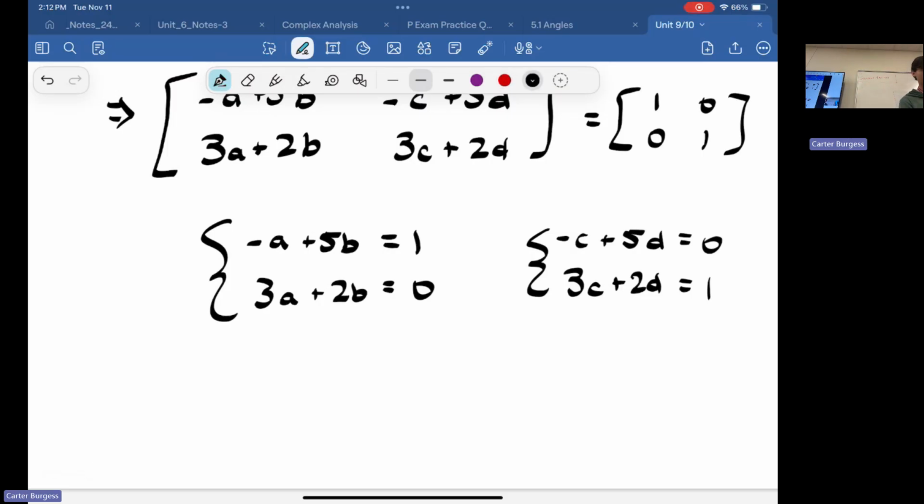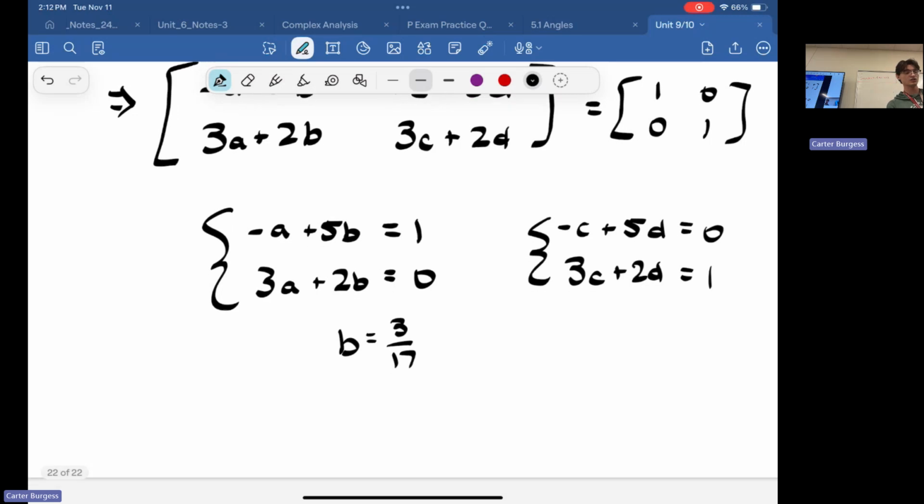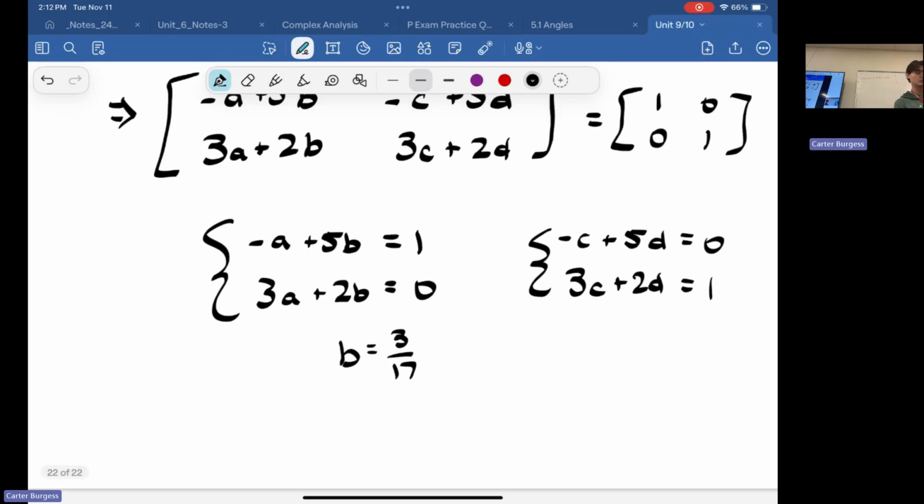I like that. I get that 17b is equal to 3, which gives me that b is equal to 3 over 17. He suggested elimination here, so multiplied this row by 3 and then added the two together. Yeah. So 17b equals 3, b equals 3 over 17. Plugging it back into my original, I get that a should be equal to -2 over 17.